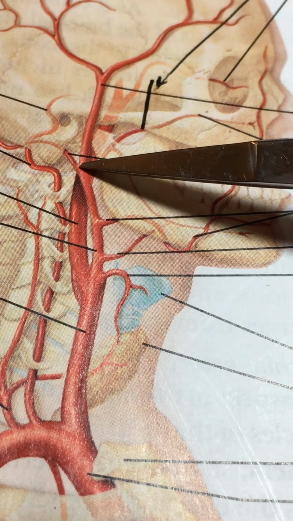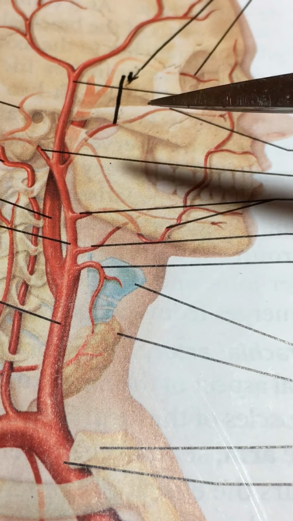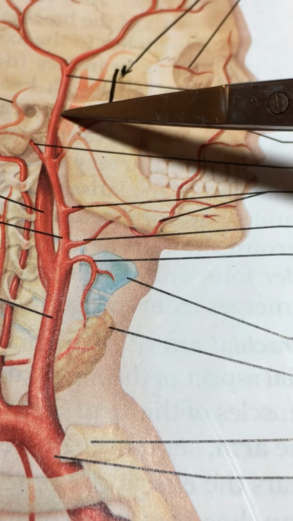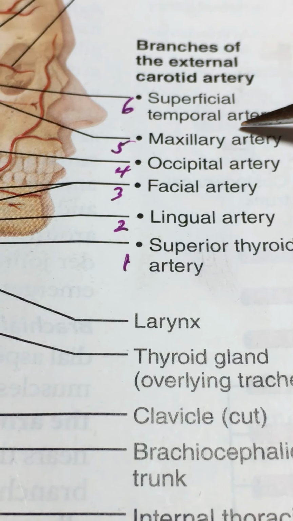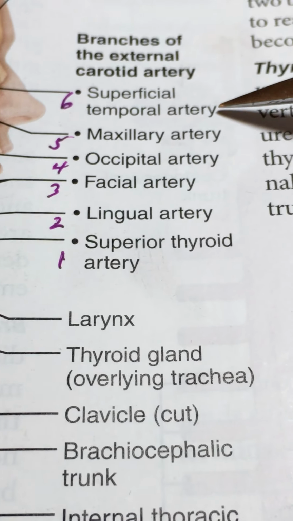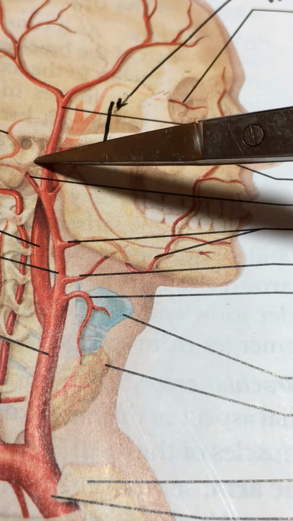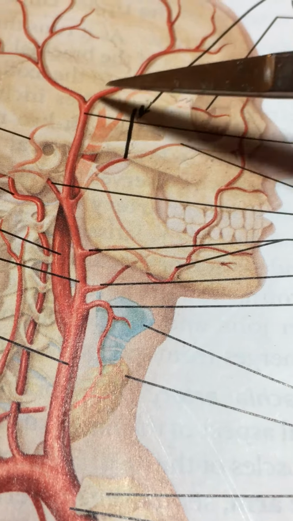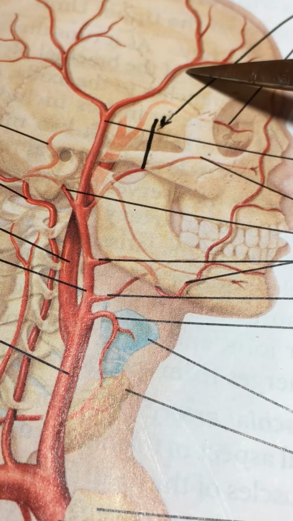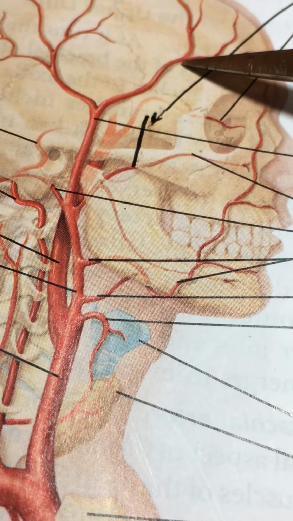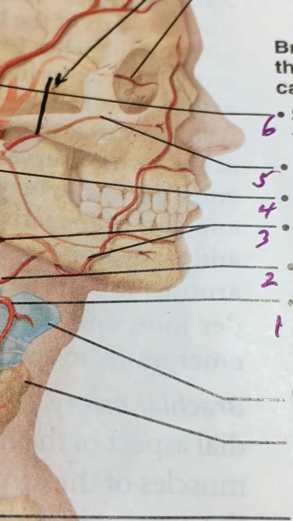Once we get past that branch, we're going to come up and go through the final bifurcation. We're going to bifurcate here into the maxillary and the superficial temporal, 5 and 6. So the maxillary and the superficial temporal going up this way. Sometimes if you see somebody working particularly hard at the very edge of their capability, you'll be seeing a pulse in their temple up there.